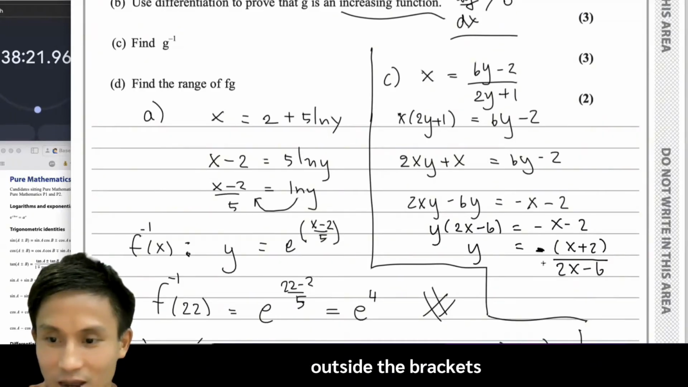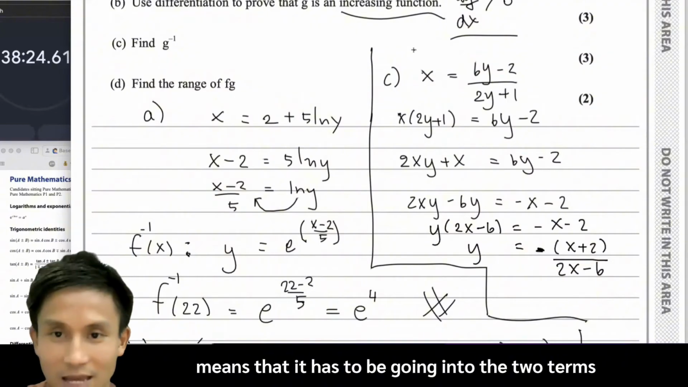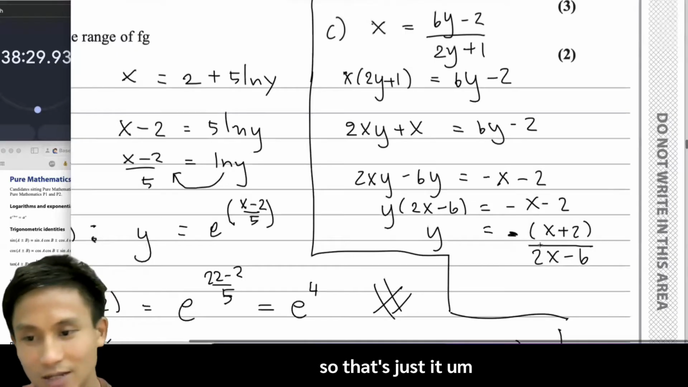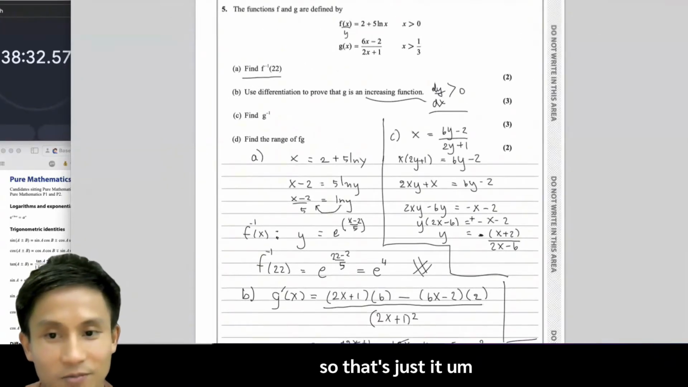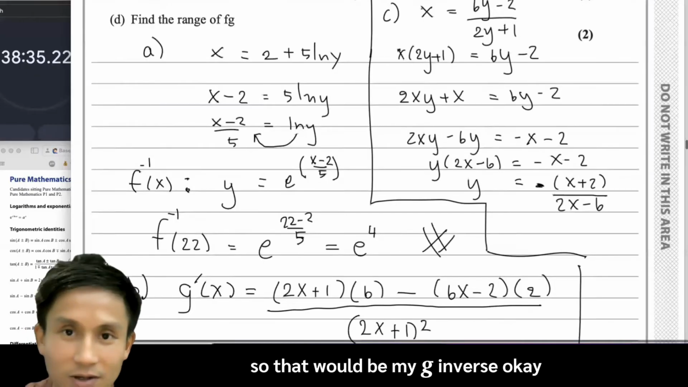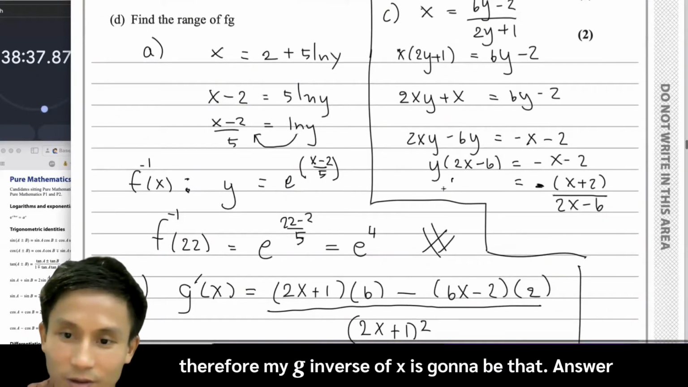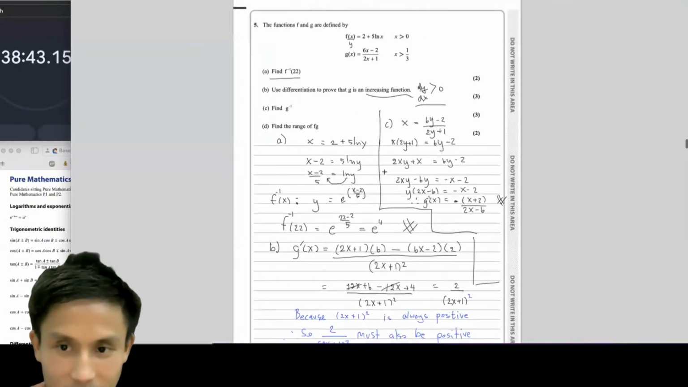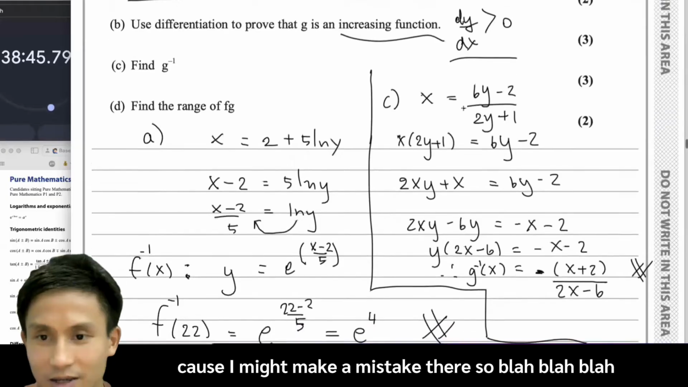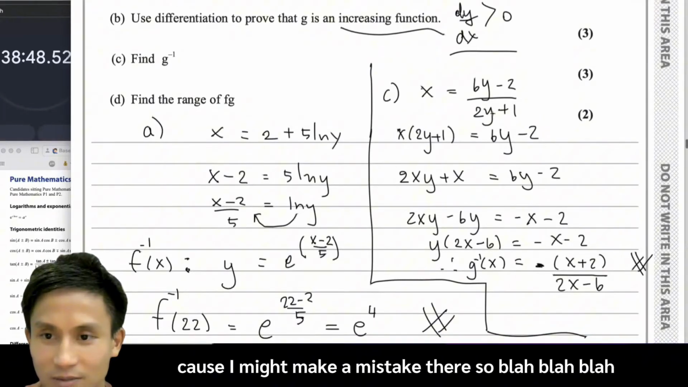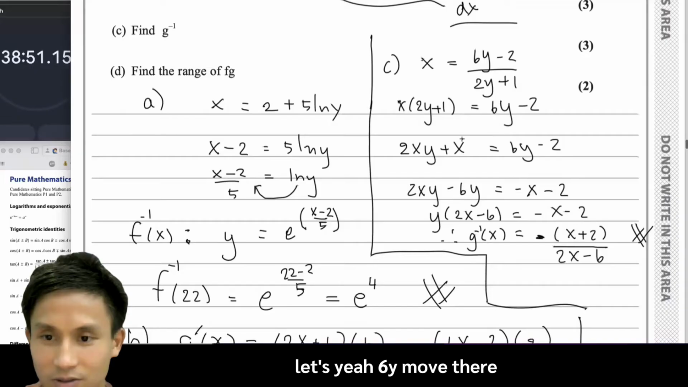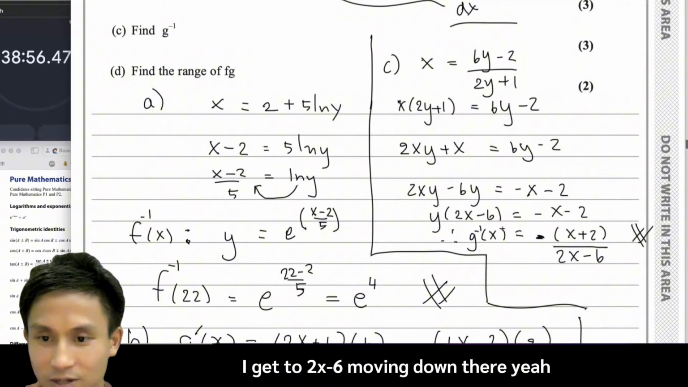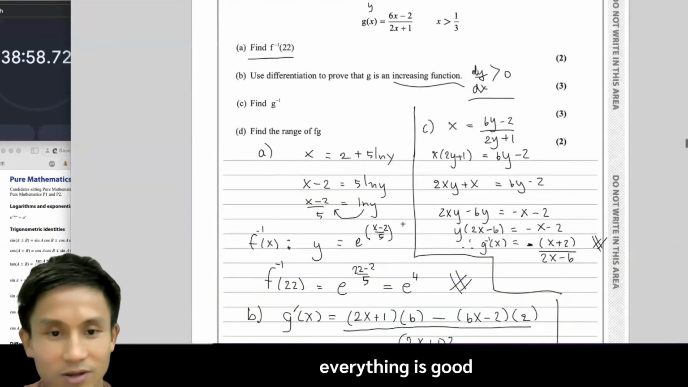The minus outside the brackets means it has to go into the two terms if you want to simplify it back, right? So that would be my g inverse. Therefore, my g inverse of x is going to be that answer. Let's double check, because I might make a mistake there. 6y move there, x move there, becomes a minus. And then pulling y out, I get 2x - 6. Moving down there, yeah, everything is good.